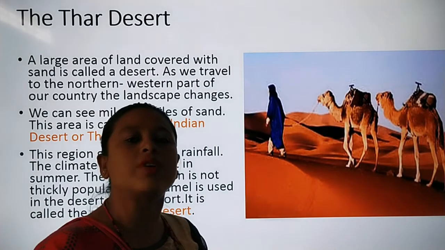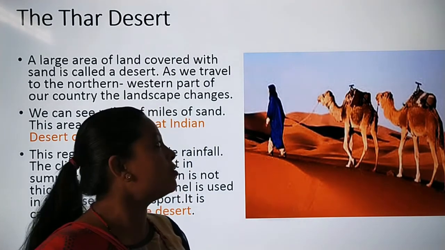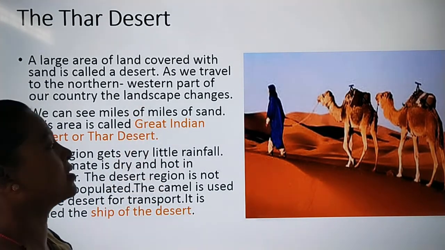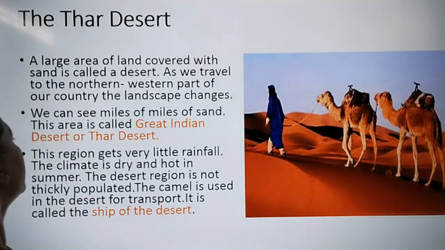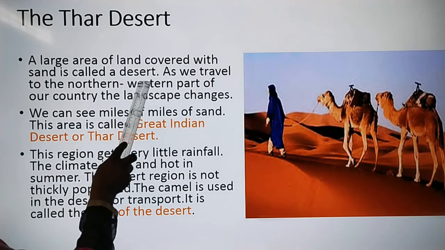In the last class, we have done the northern plains of India. Now, today we are having this topic. This is the Thar Desert. That means desert land of India. A large area of land covered with sand is called a desert.